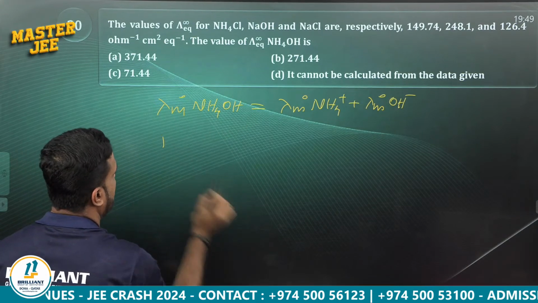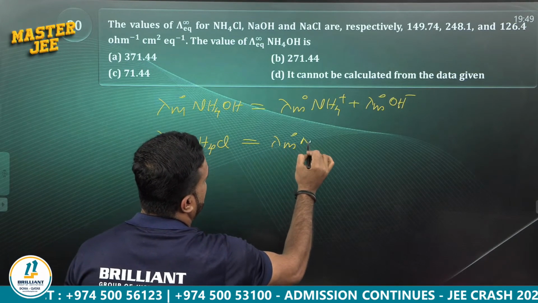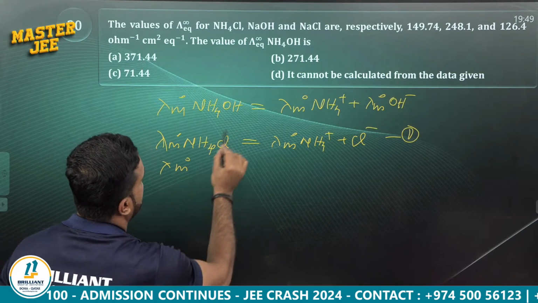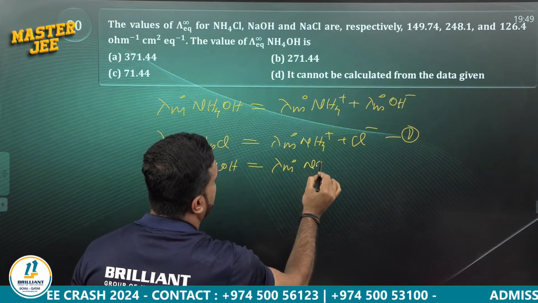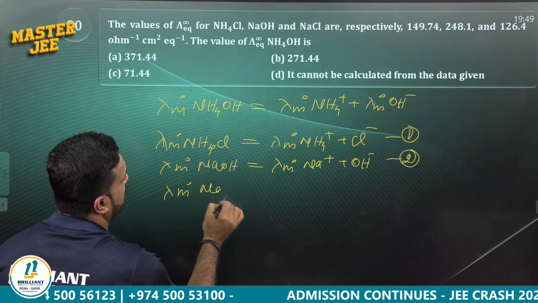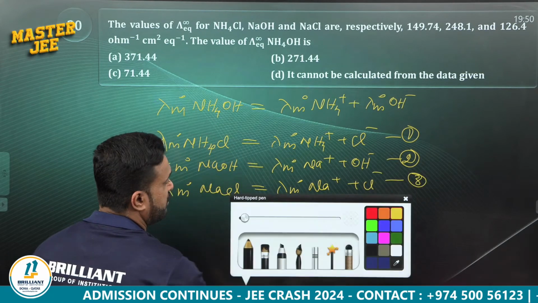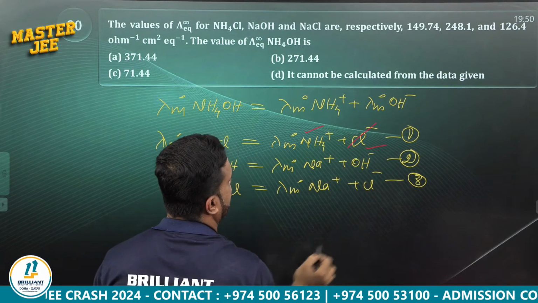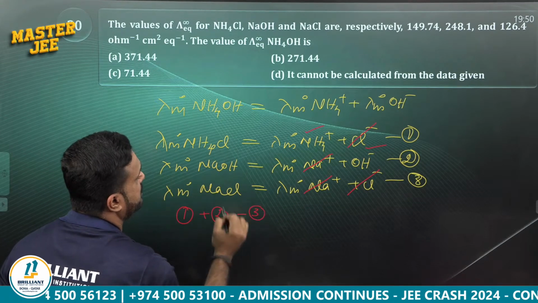This can be formed by considering the following. Lambda m naught of NH4Cl is equal to lambda m naught of NH4+ plus Cl-, equation number 1. Lambda m naught of NaOH is equal to lambda m naught of Na+ plus OH-, equation number 2. Lambda m naught of NaCl is equal to lambda m naught of Na+ plus Cl-, equation number 3. We require NH4+ and OH-, and the others should be cancelled, which means equation 1 plus 2 minus equation 3 will give this.